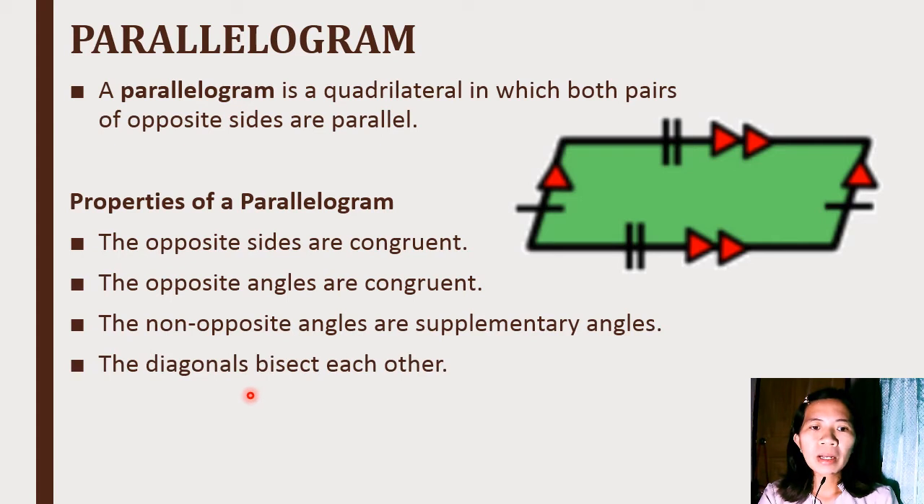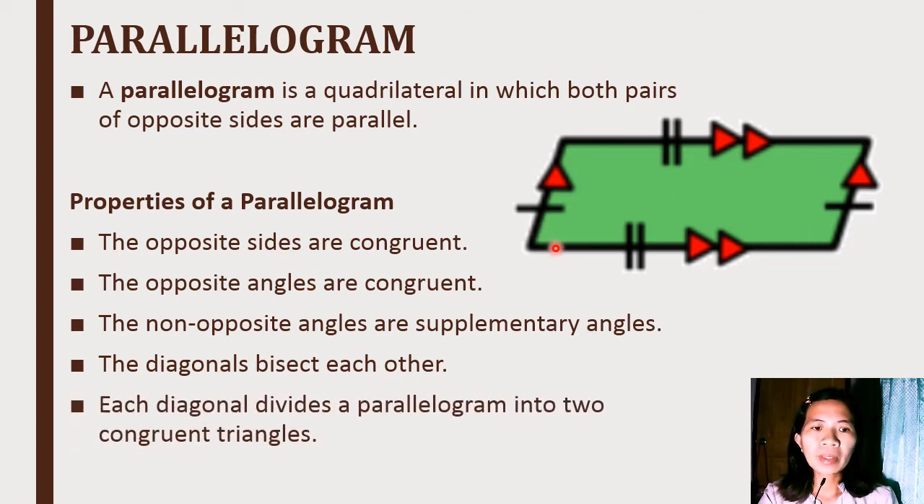The diagonals bisect each other. So if we draw two diagonals, they will bisect each other. And each diagonal divides a parallelogram into two congruent triangles. So if we draw one diagonal, we will have two congruent triangles.